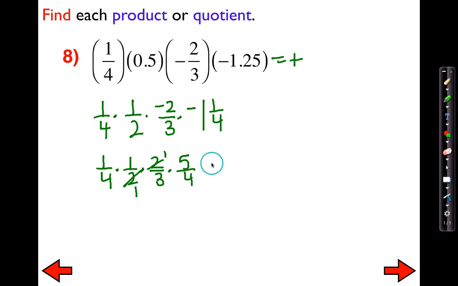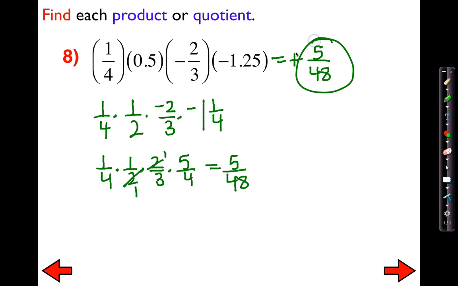The answer is no. So that's going to leave me with 1 times 1 times 1 times 5, which is just 5. Then I have 4 times 1 times 3 times 4. So 3 times 4 is your 12. 12 times 4 is 48. So my answer is 5 over 48. So that is our answer. So here it's the product of all 4 of these fractions or decimals is 5 over 48.